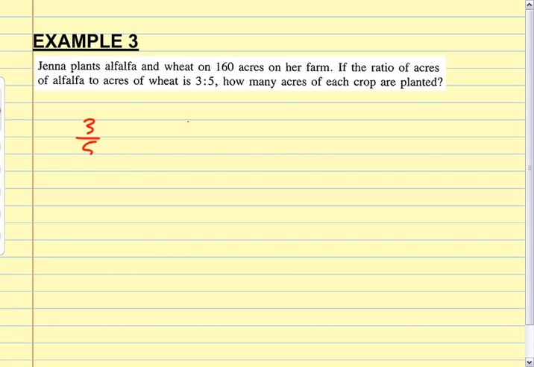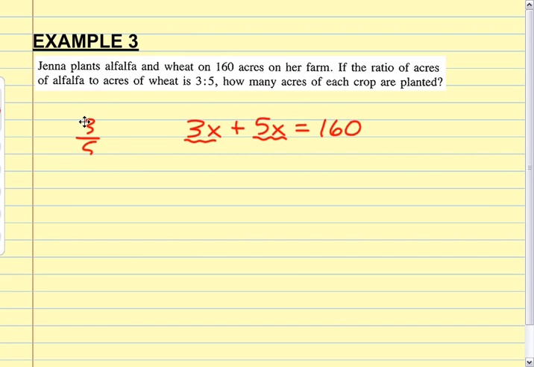So I'm going to say 3x, right? The number of alfalfa acres times x, plus the wheat acres times x. I want them to go back to what they were before I reduced it. When I add the number of alfalfa acres and wheat acres together, how many acres do I have, Jordan? Well, no, I don't want to combine them yet. I have a total of 160 acres.